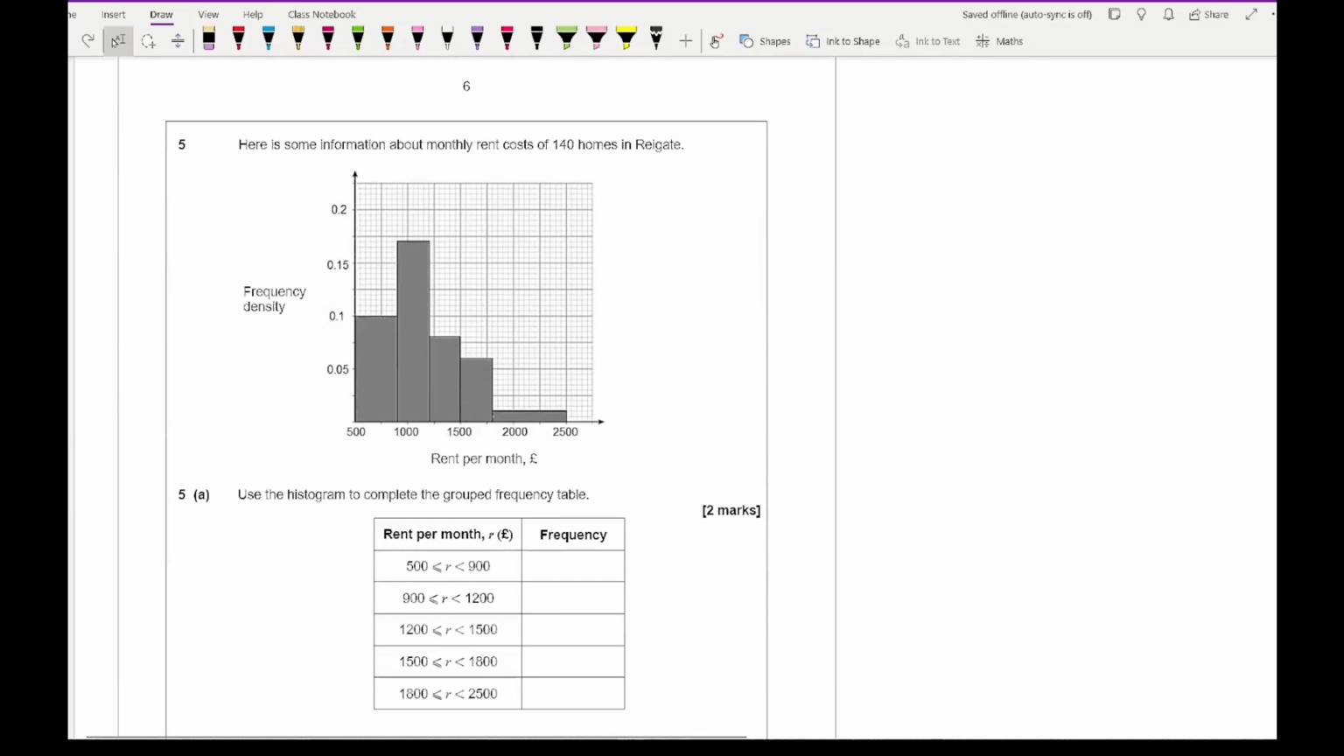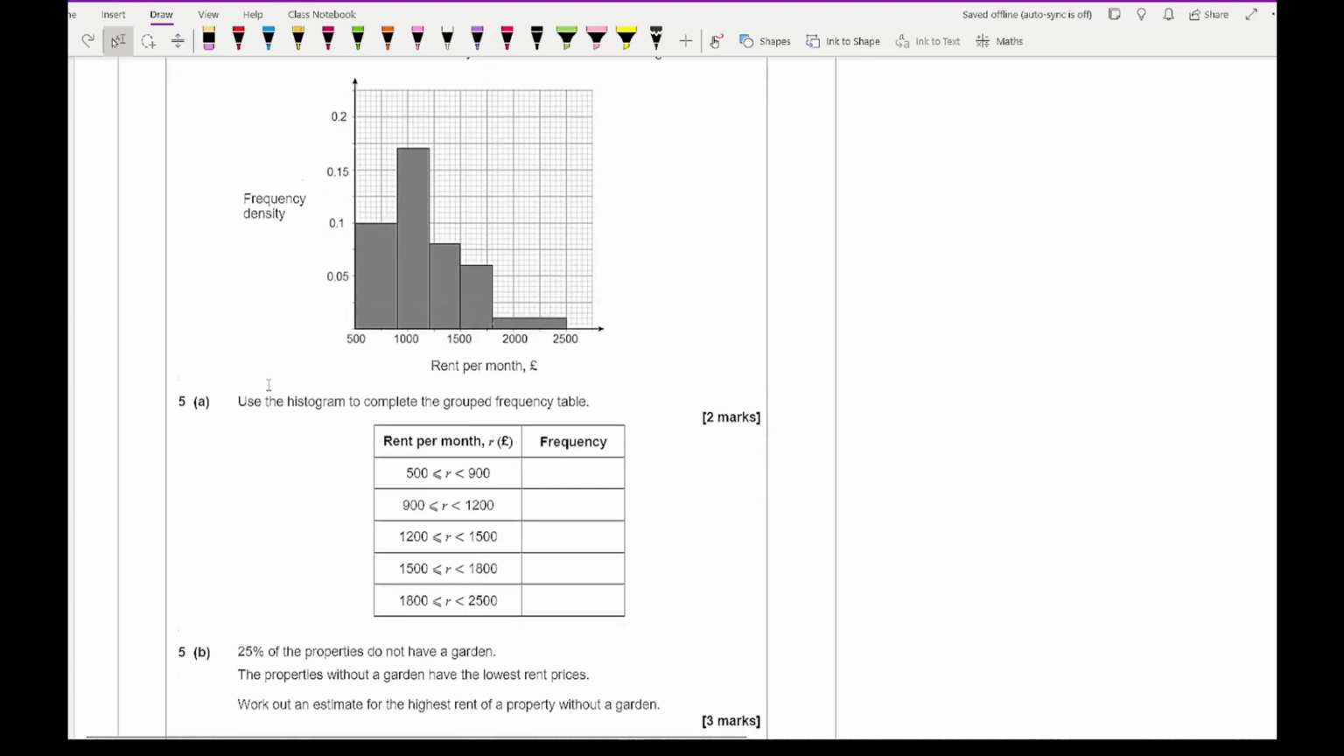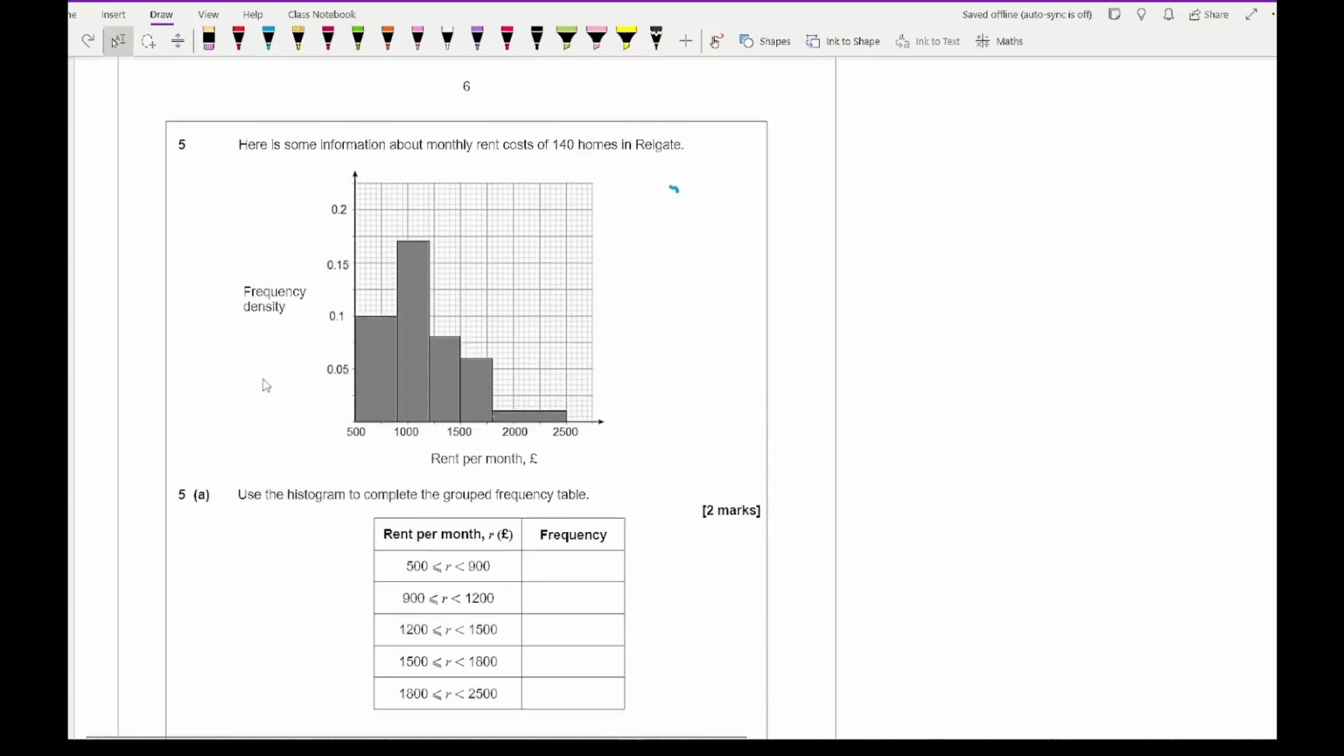Then moving on to question 5, it says here is some information about the monthly rent cost of 140 houses in Reigate. It says use the histogram to complete the group frequency table. So for this we need to know that the frequency is equal to the frequency density multiplied by the class width. So working out each of these amounts, this one here is going to be 0.1 times 400, which gives me an answer of 40.